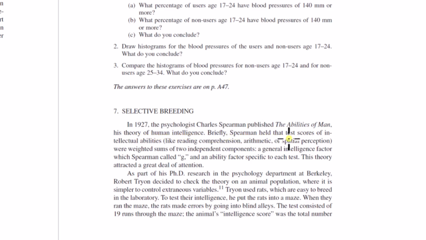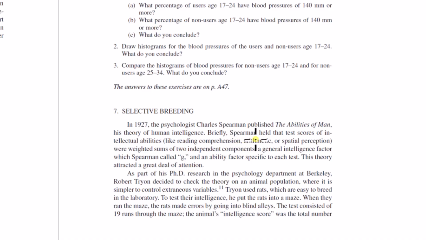Briefly, Spearman held that test scores of intellectual abilities like reading, comprehension, arithmetic, or spatial perception were weighted sums of two independent components, a general intelligence factor, which Spearman called G, and an ability factor specific to each test. This theory attracted a great deal of attention.